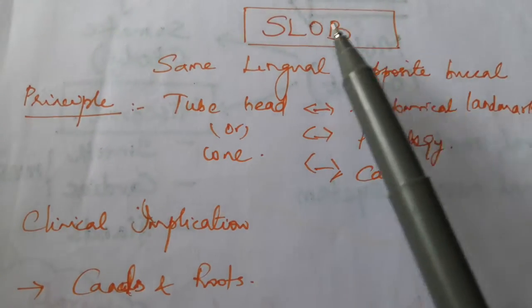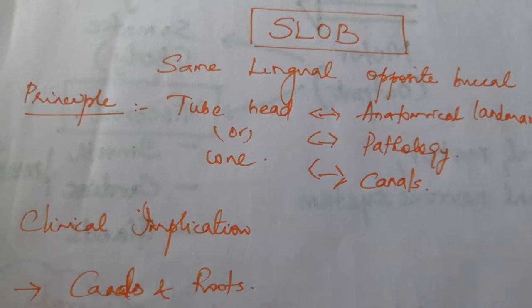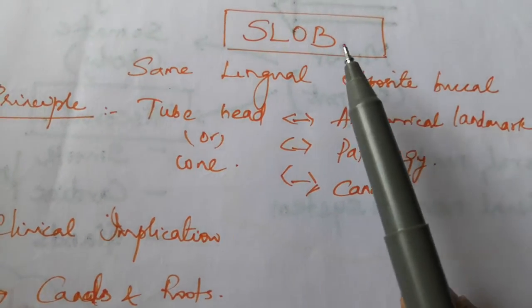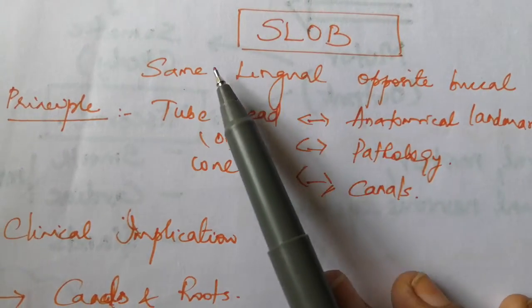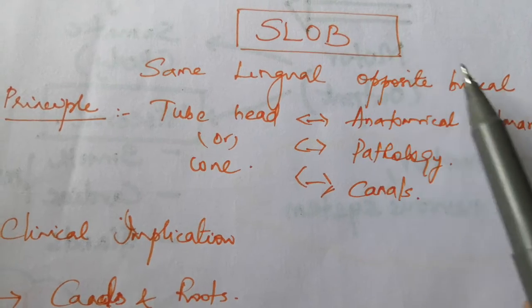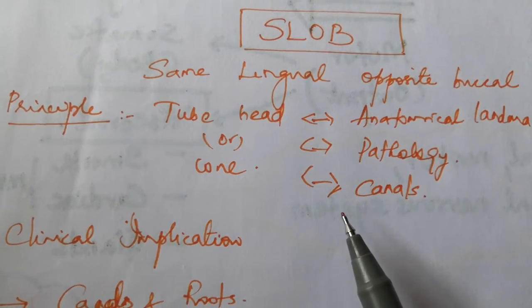Today's video will be on SLOB. This is the technique which we use in radiology. So what does the SLOB technique mean? It means same lingual opposite buccal. So in this video we are going to see how we are going to apply this technique clinically.